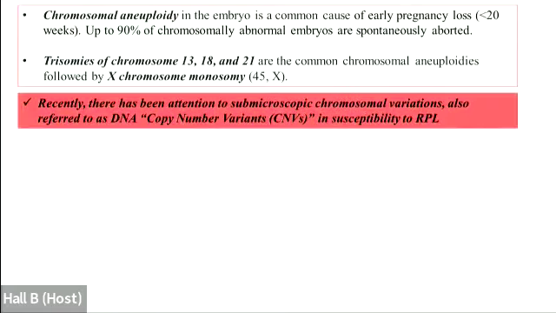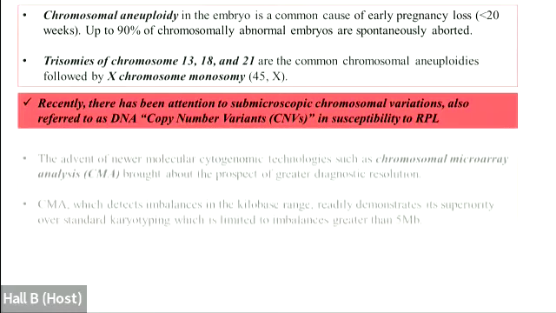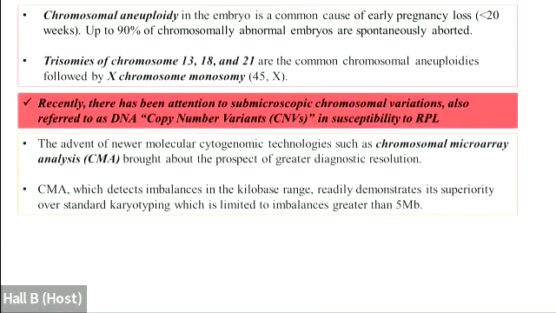chromosome monosomy. So recently, there has been attention on the submicroscopic chromosomal variations, which are also referred to as DNA copy number variations, which have been found to be susceptible in RPL. Along with the CNVs, the newer molecular cytogenetic technologies such as chromosomal microarray have brought the prospect of greater diagnostic resolution.